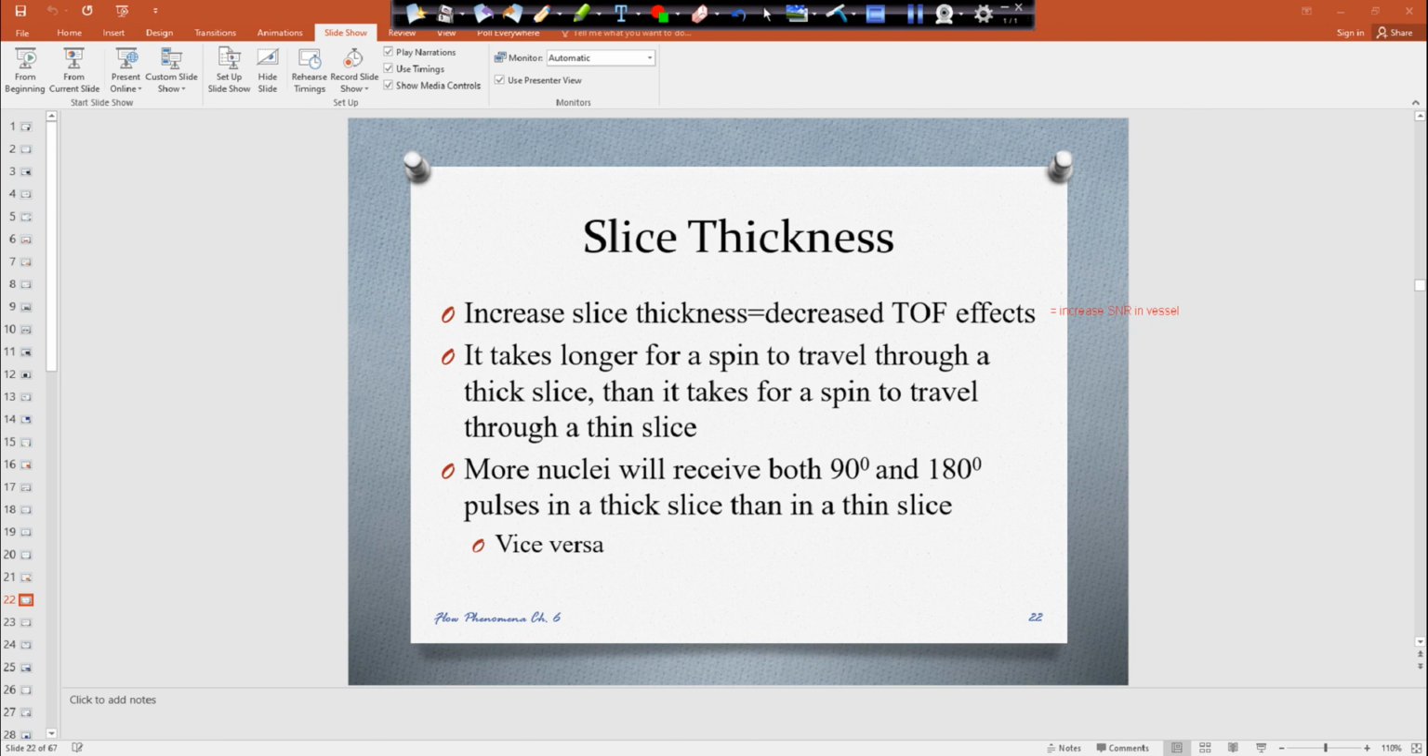So it takes longer for those spins, no matter what their velocity is, to travel through a thicker slice. So a 5 millimeter versus a 3 millimeter, thicker slice. So more nuclei have a better chance of receiving both the 90 and the 180.